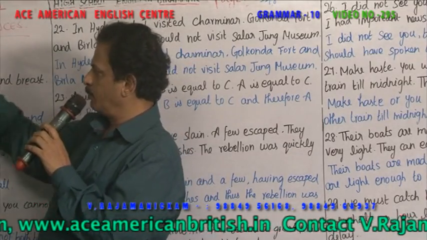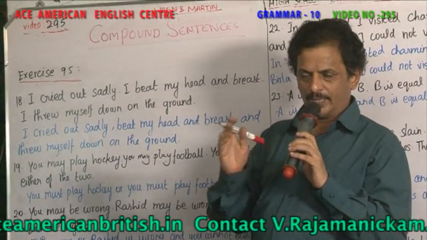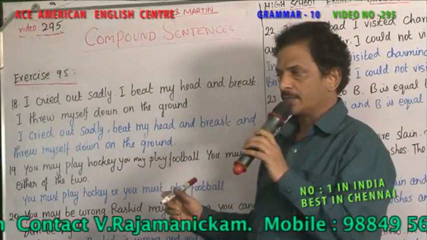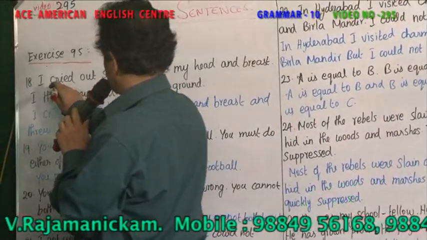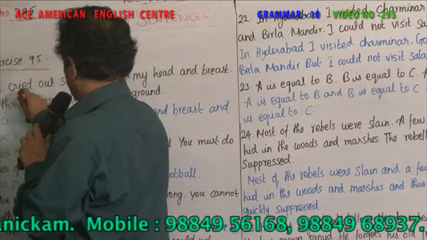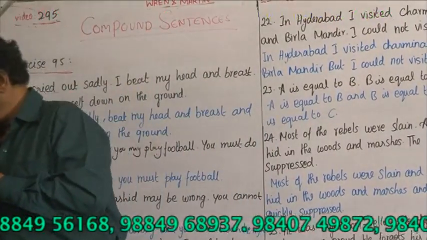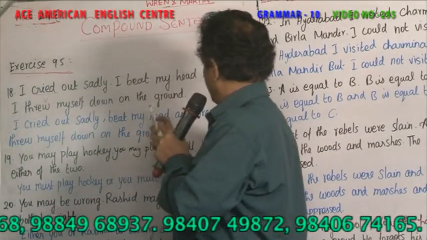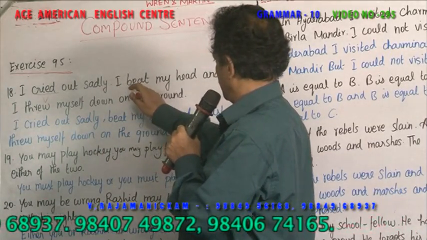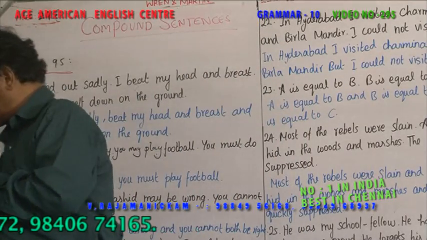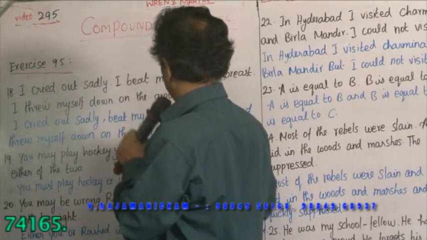Number 295 is compound sentences. Various simple sentences are combined with conjunctions, forming a compound sentence. I cried out sadly. Cried is the verb, one verb. I beat my head and breast. Beat is one of the verbs.